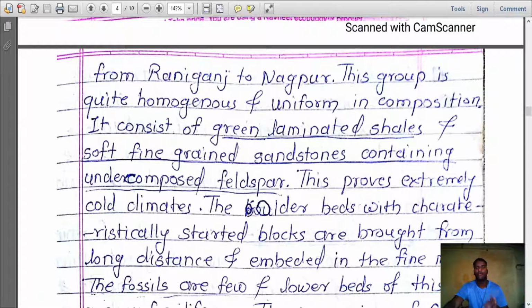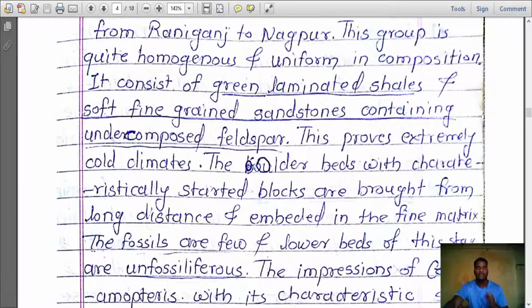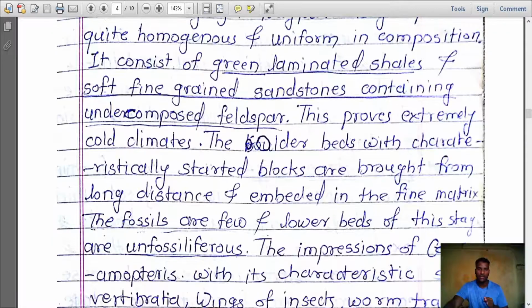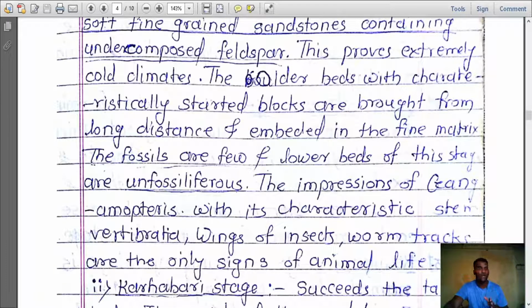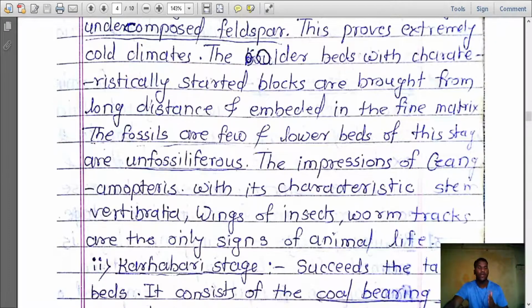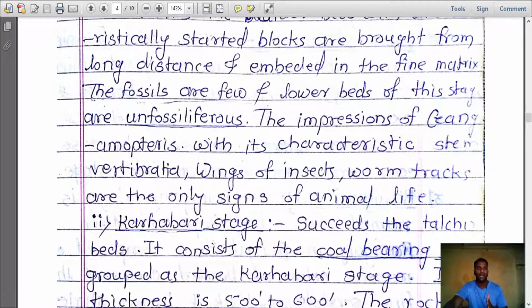The older beds characteristically have striated boulders brought from a long distance and embedded in the fine matrix. The fossils are few, and the lower beds of this stage are unfossiliferous. The impressions of Gangamopteris with its characteristic stem, vertebraria, wings of insects and worm tracks are the only signs of life.